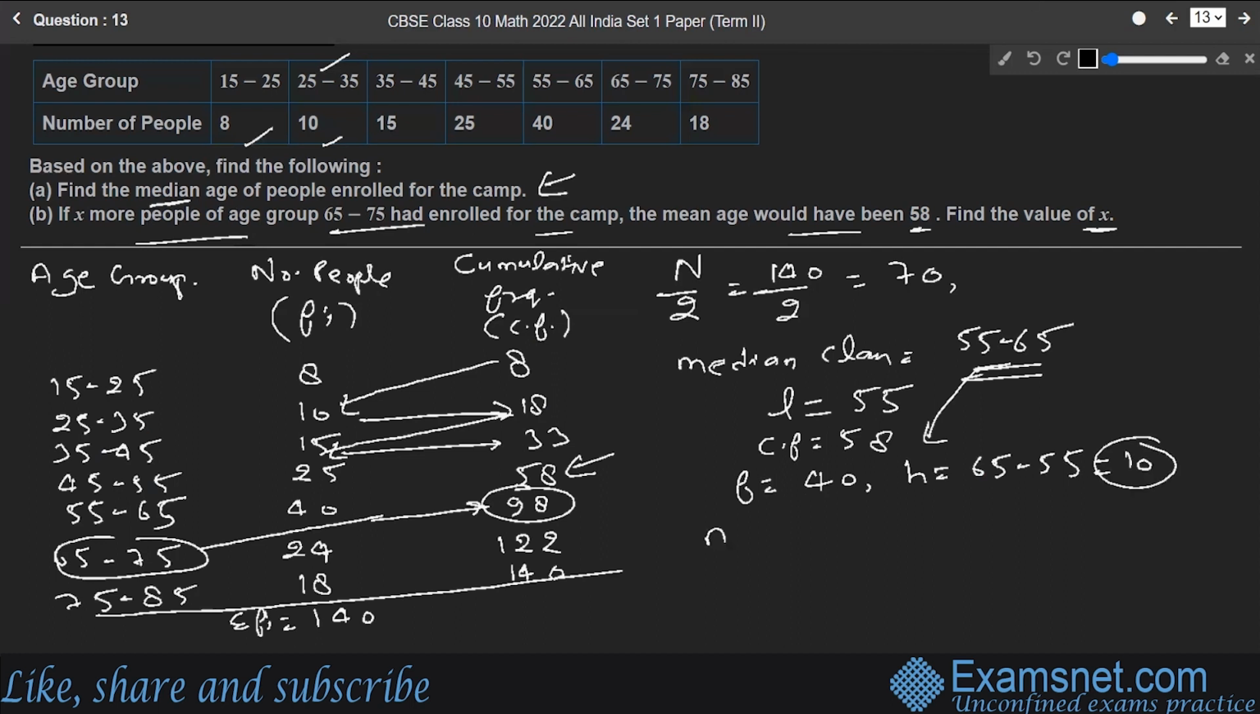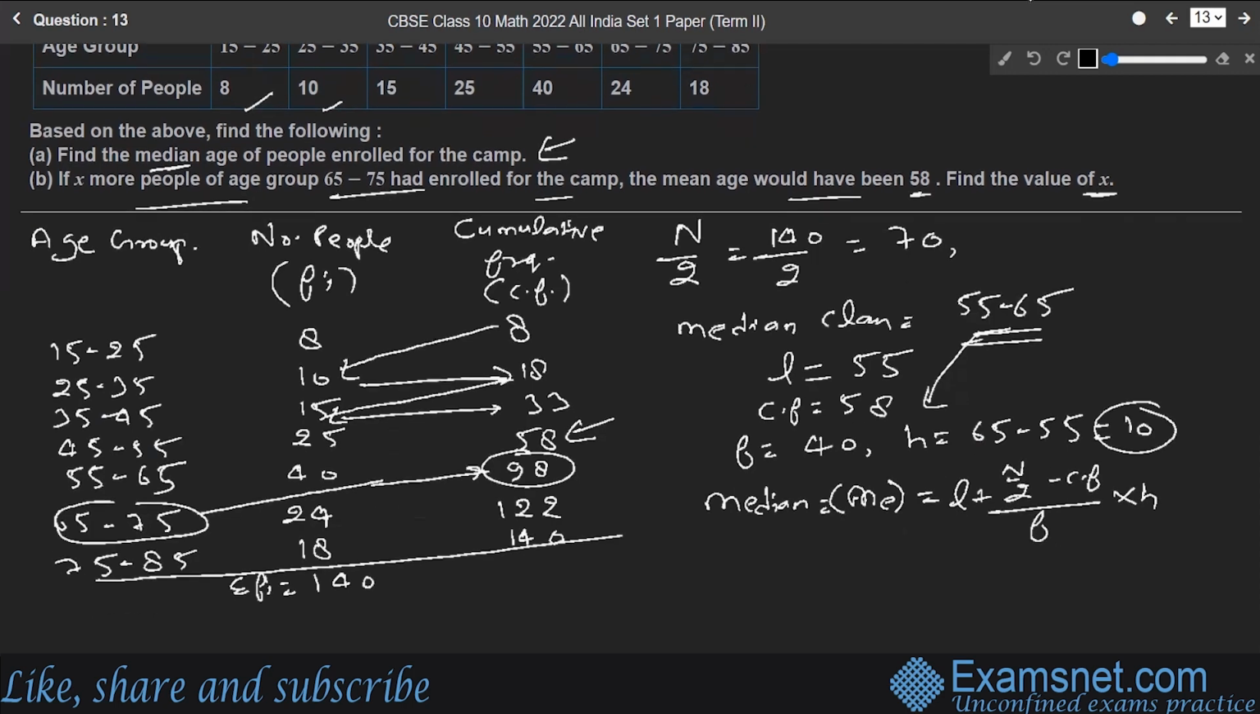Now, let us apply the median formula. The formula of median is designated as Me, and the formula is L plus n by 2 minus cumulative frequency divided by frequency into h. That is the median formula. If you write down the values, let us scroll it down a little bit. Okay, let us scroll it down.